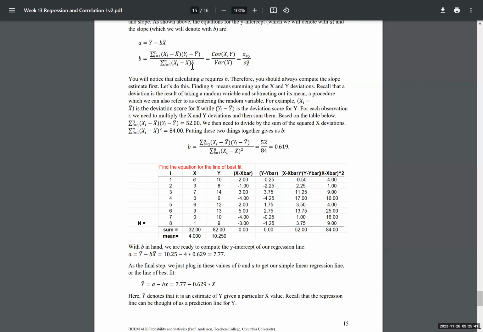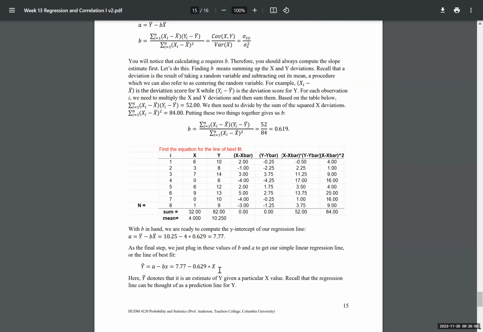And now I can get my alpha, so that's going to be really easy. Y bar, I have the mean as 10.25 and the mean of x is 4. So I'm really just plugging that in. So you can see y bar 10.25, x bar is going to be that 4. And then b I calculated in the step before as 0.62. When I put that together, I get 7.77.